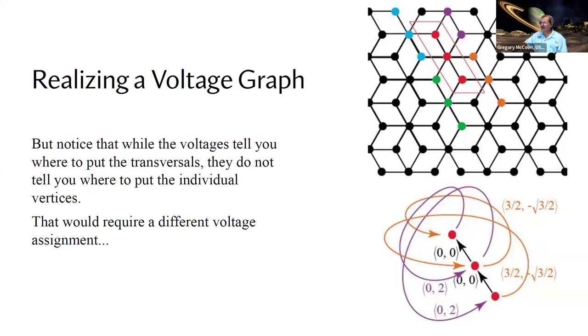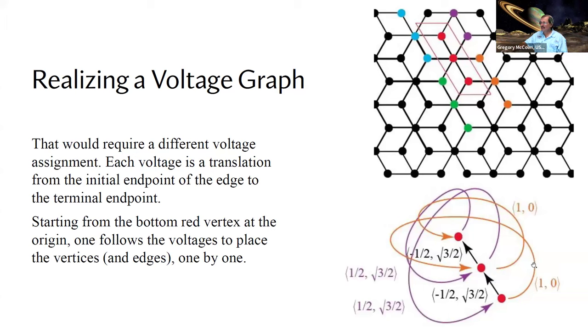Okay, so there's one problem with this voltage graph, and that is it doesn't tell you where to put the individual vertices with respect to each other, because the interior edges are labeled zero. That doesn't tell us where to put the vertices. So I want to label the edges with the particular vector that will map this vertex to this vertex and this vertex to this vertex. That way, this edge is just going to be (1, 0), and this edge will just be (1/2, √3/2). So this tells you where to put the vertices.